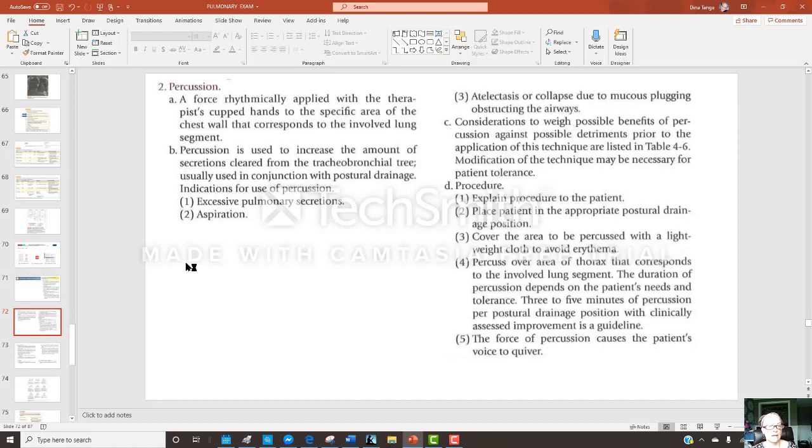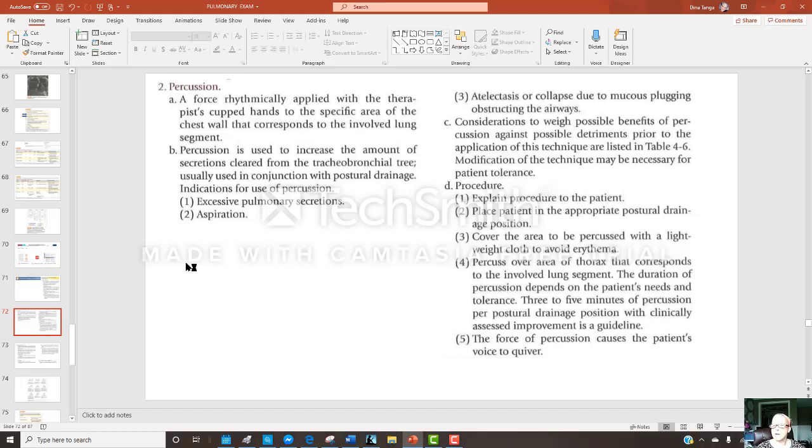Percussion. A force rhythmically applied with the therapist's cupped hands to a specific area of the chest wall that corresponds to the involved lung segment. Percussion is used to increase the amount of secretions cleared from the tracheobronchial tree, usually used in conjunction with postural drainage. Indications for use of percussion include excessive pulmonary secretions, aspiration, atelectasis, or collapse due to mucus plugging, obstructing the airways.